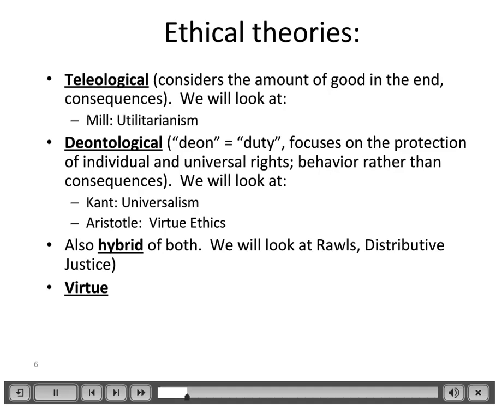Then we have a hybrid of both, which would look at Rawls' theory of distributive justice or social justice. It deals with outcomes, but it also deals with making sure we have a duty to all those who are less able, less capable, to create a level playing field for them. That would be the argument from Rawls. And then this general idea of virtue sits in its own category. Aristotle's work kind of sits in the deontological, but it also sits in its own unique category as well. So we'll get into utilitarianism, universalism, distributive justice or social justice, and virtue ethics, those four frames.